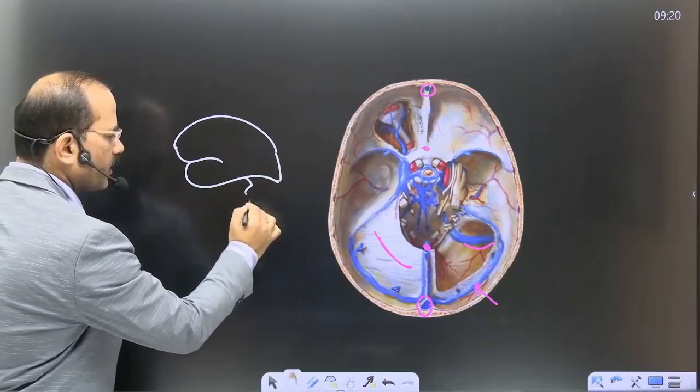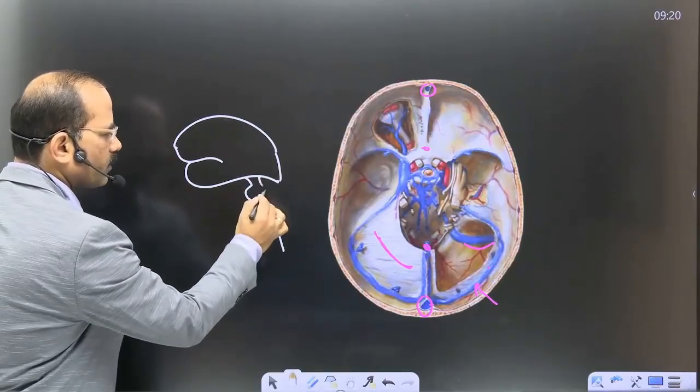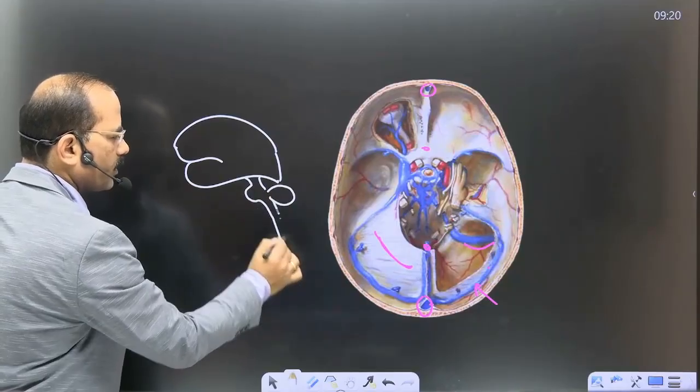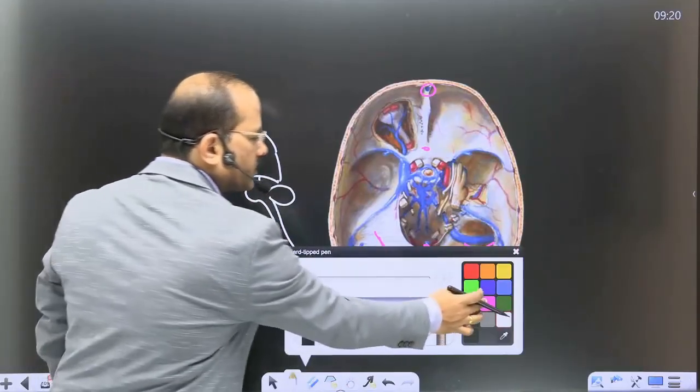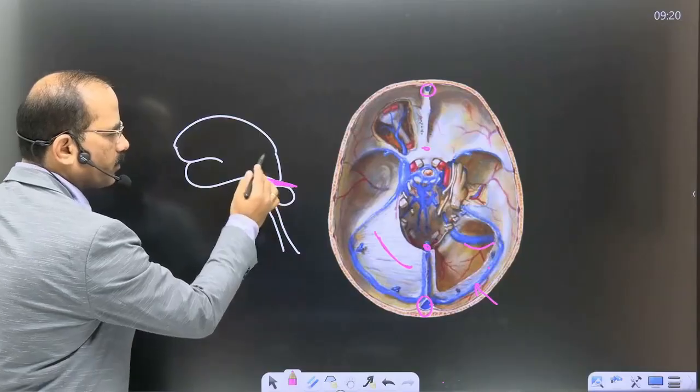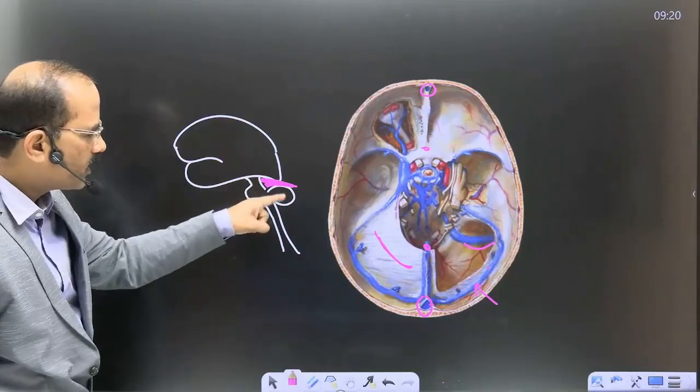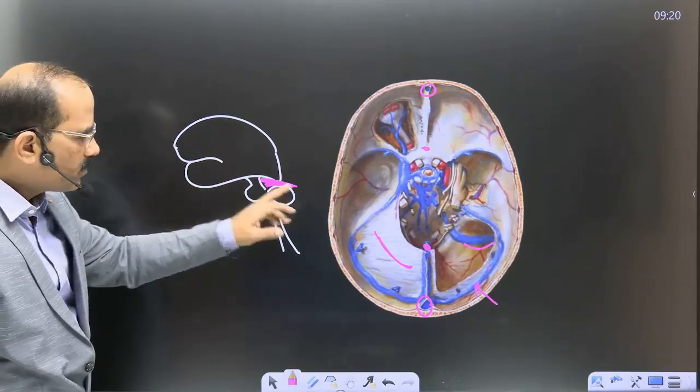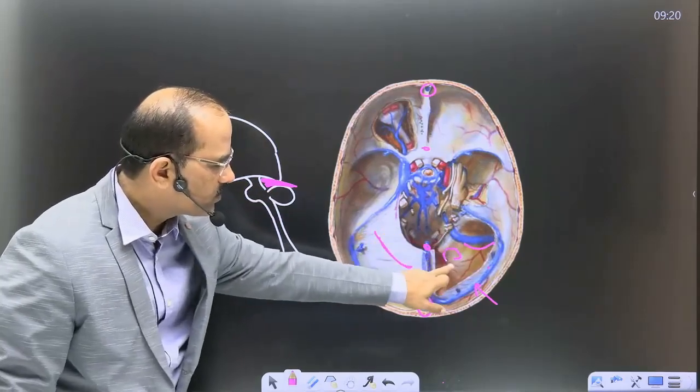This is the midbrain, that's the pons, that's the medulla. And what's here? Cerebellum. Now this fold of dura mater is going to separate the occipital lobe of the brain from the cerebellum. The cerebellum would lie below this. Here would lie the cerebellum.